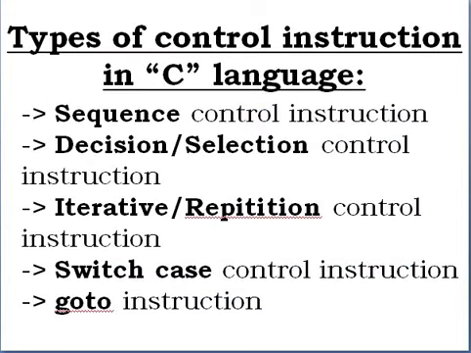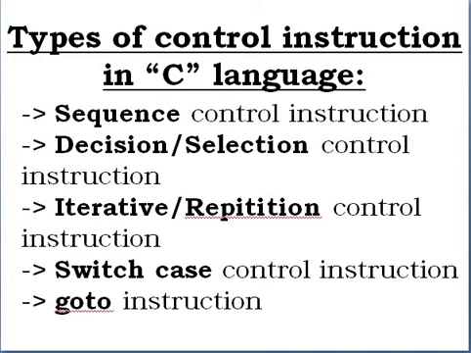Types of control instructions in C language. Basically, there are 5 different control instructions in C language. First is sequence control instruction. Second is decision or selection control instruction. Third is repetitive or iterative control instruction. Next is switch case control instruction, and last is goto instruction.